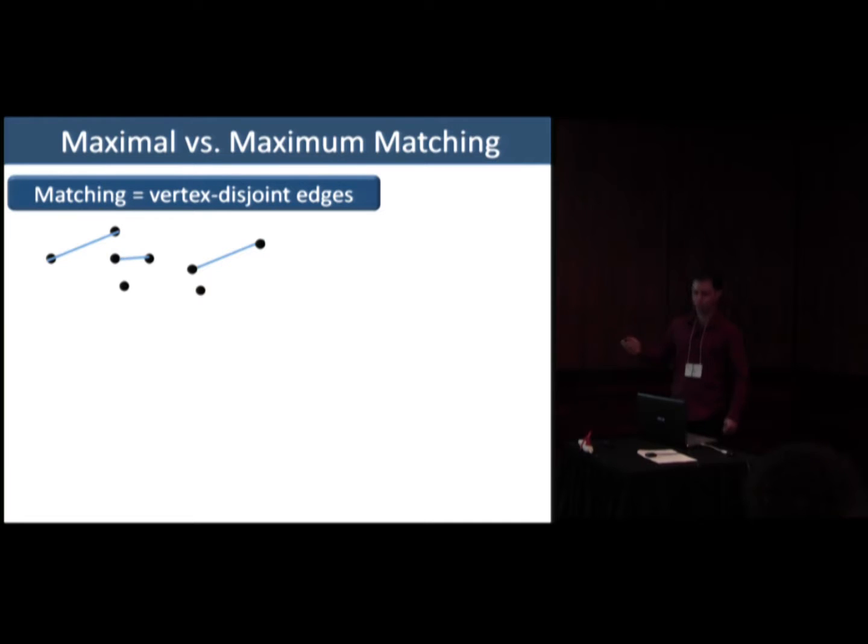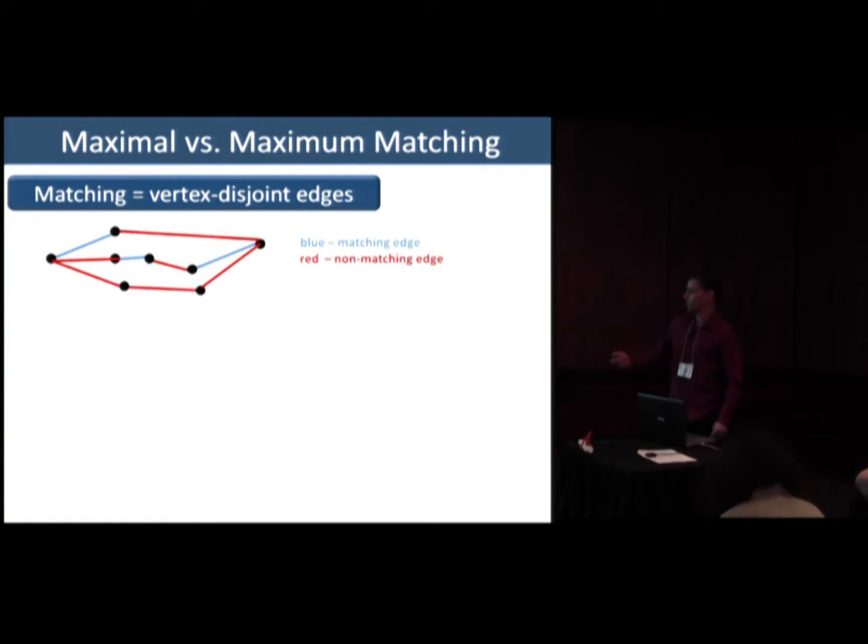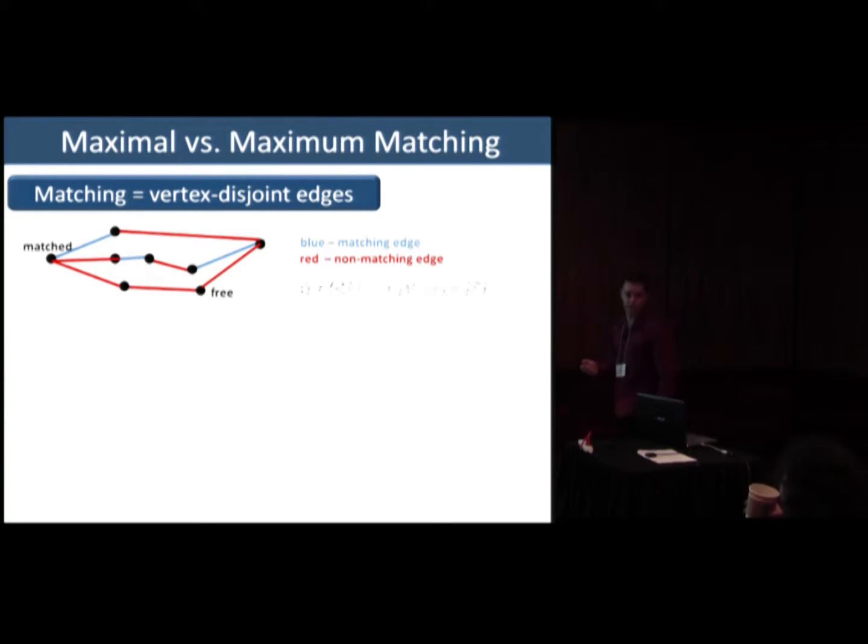Okay, so a matching is just a set of vertex disjoint edges, like these blue edges that you see. And we'll color those edges blue and the unmatched edges red throughout these slides. And we have two types of vertices, a free vertex like this one that is not adjacent to any of the matched edges, and a matched vertex like this one that is adjacent to a single edge of the matching. And we're going to consider undirected and unweighted graphs with n vertices and m edges.